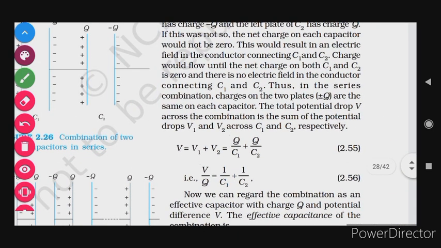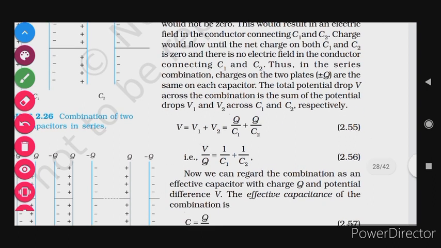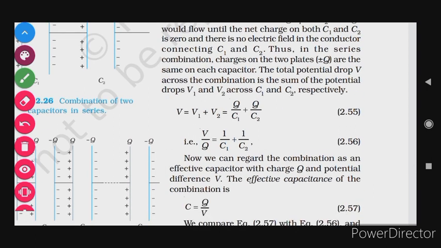Okay, so you see the total potential V is V1 plus V2. So V is equal to V1 plus V2, where V is the potential difference across the whole circuit, or the potential difference of the battery, and V1 is the voltage across the first capacitor, V2 is the voltage across the second capacitor. And now V1 is what?